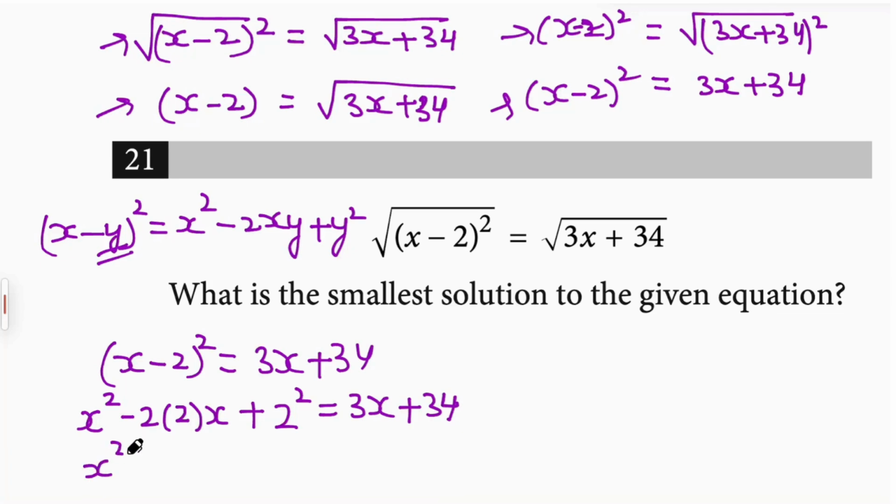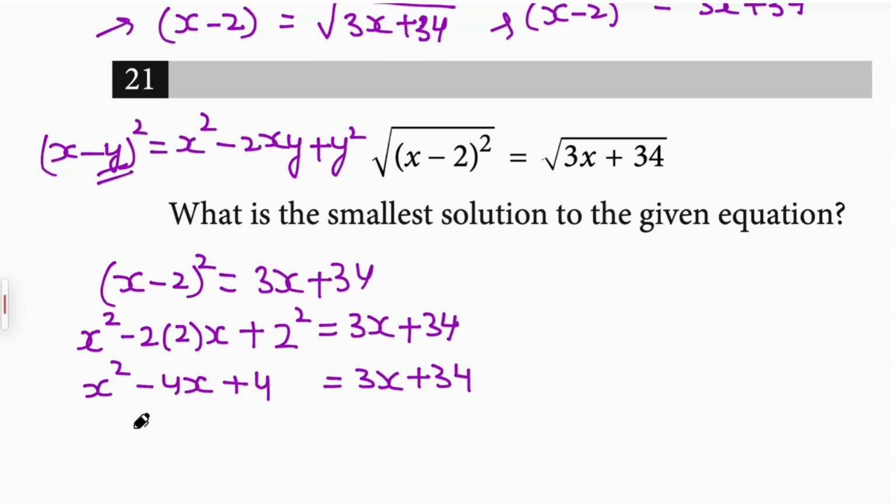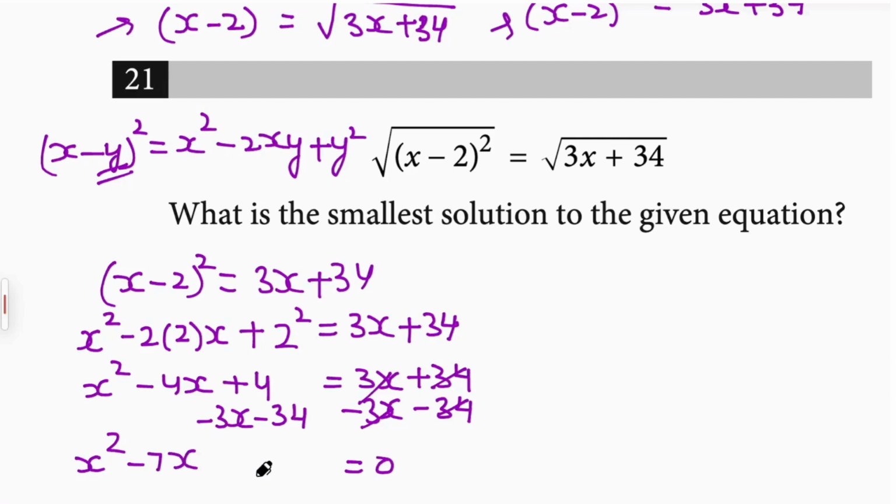So that is x squared minus 4x plus 4 is equal to 3x plus 34. Now we have to solve this equation, so it has to be in equal to 0 form. For that, let's subtract 3x on both sides as well as 34. Negative 3x minus 34, so it's cancelled from this side. So the right hand side is 0. And now it's x squared minus 7x minus 30 is equal to 0.